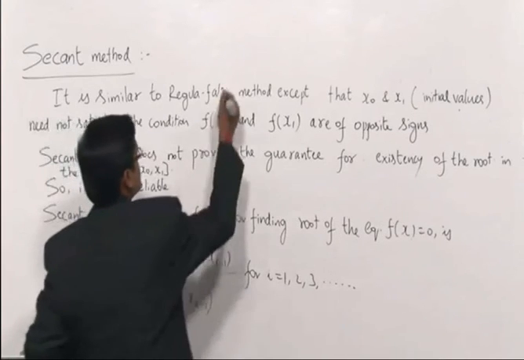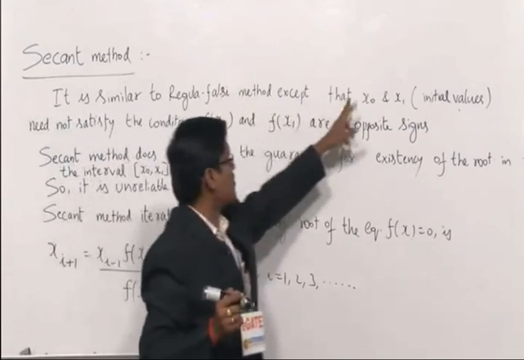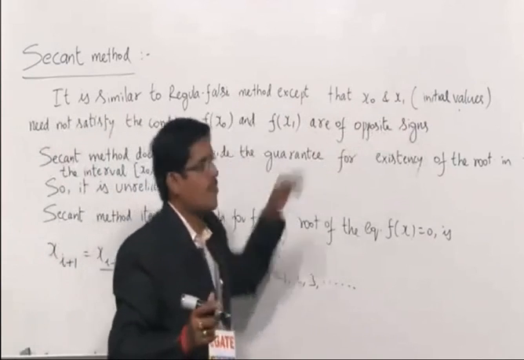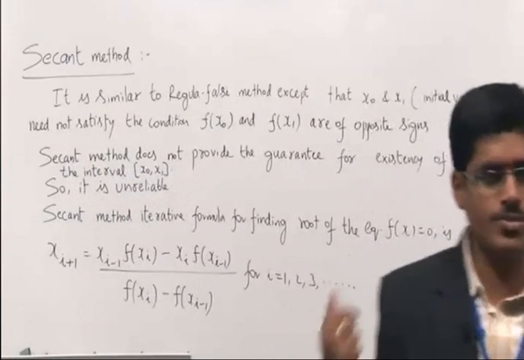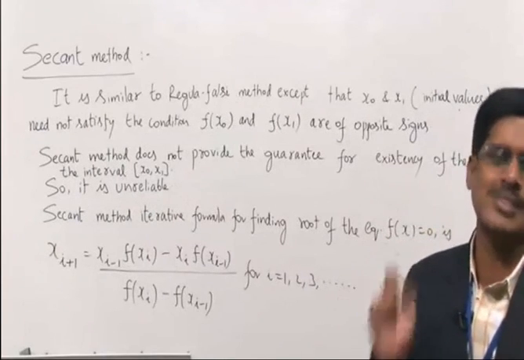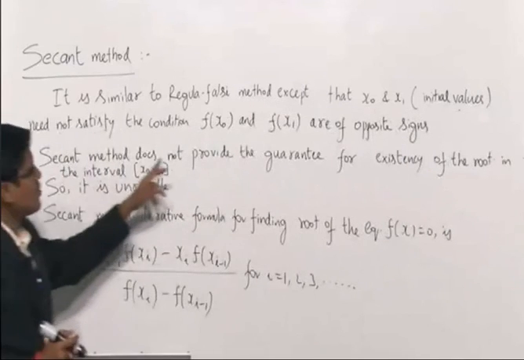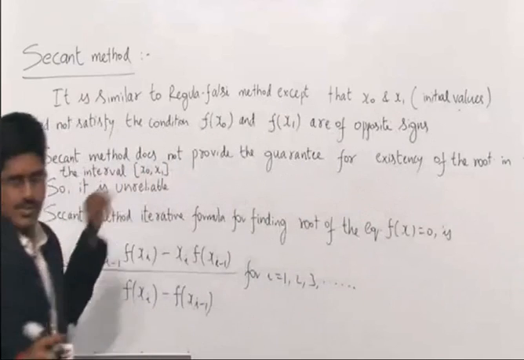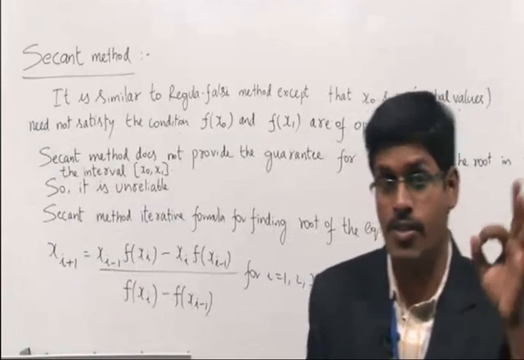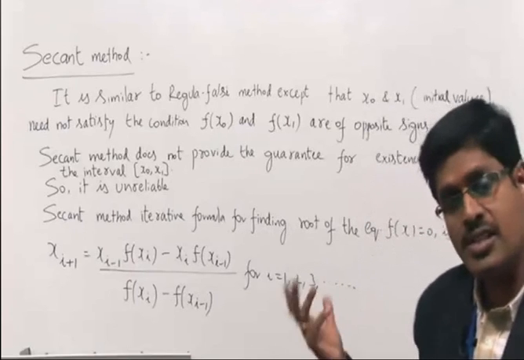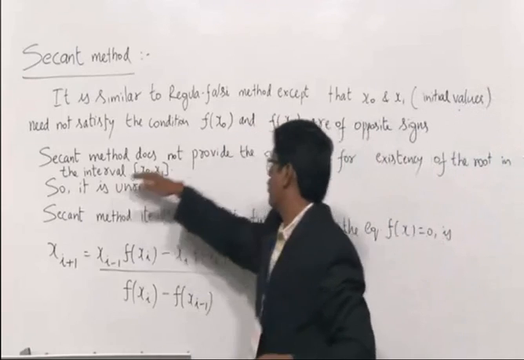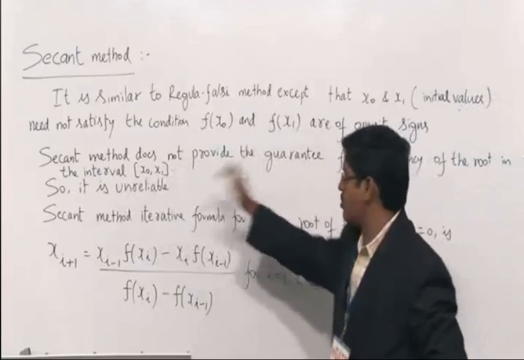Now it is similar to regular falsi method except one condition. x0 and x1, that is initial values, starting values, need not satisfy the condition that the function values are of opposite signs. That means the function values can be of the same sign also. Irrespective of the function value signs, we can apply this method. So secant method does not provide the guarantee for existence of the root in the interval x0, x1. Whenever your two function values are of opposite sign, then definitely the root of the equation lies between those x values. Here the secant method is not required to satisfy the condition that f(x0) and f(x1) have opposite signs. So in some problems the root does not exist between x0 and x1. So this method is unreliable.